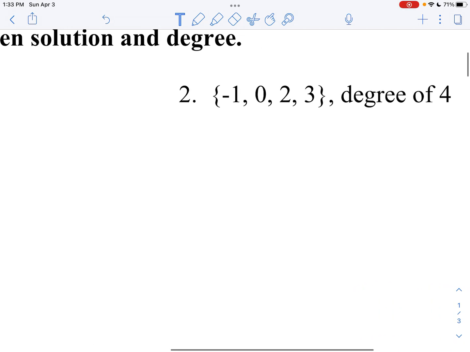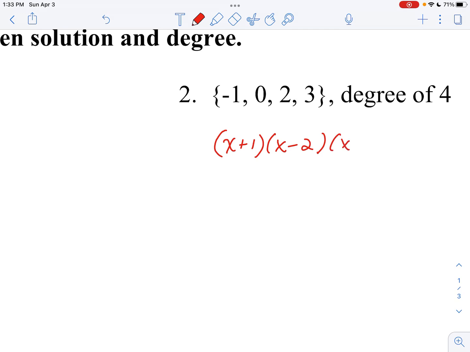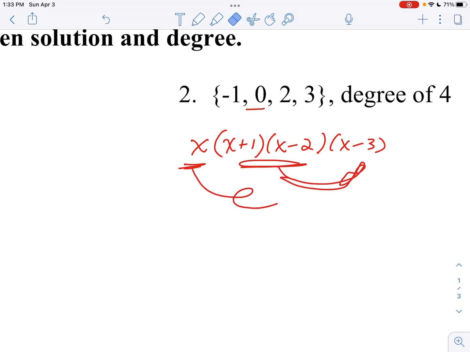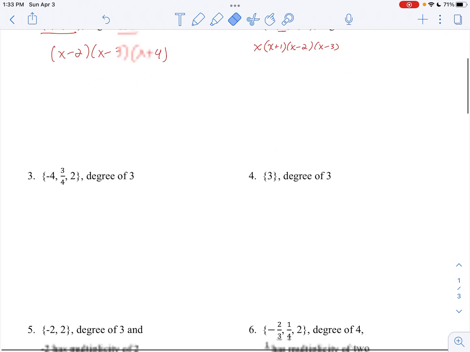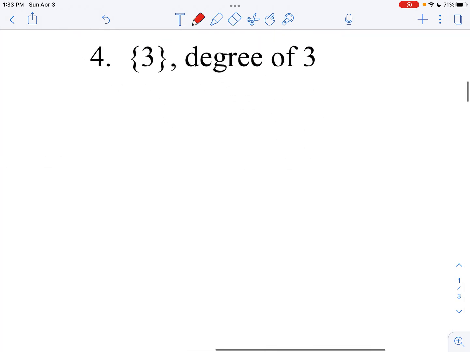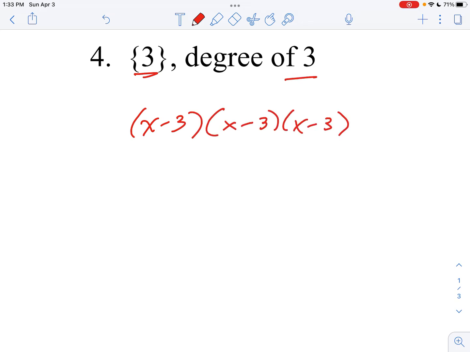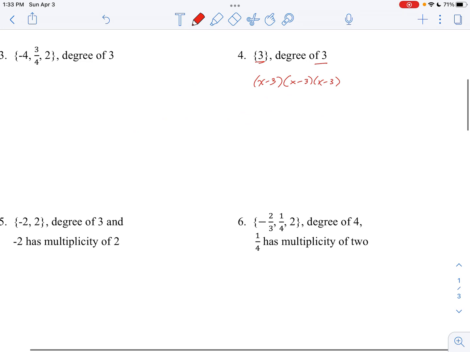If you have a 0 of 0, you'll do x plus 1, we have x minus 2, we have x minus 3, and then this 0 would just be x on the outside. And again, distribute that last. So you kind of FOIL those two, distribute and FOIL those two, and then you can distribute that x at the very end. If we have a degree of 3, that just tells you this 0, x minus 3, is written out at least 3 times. And then distribute all of that.